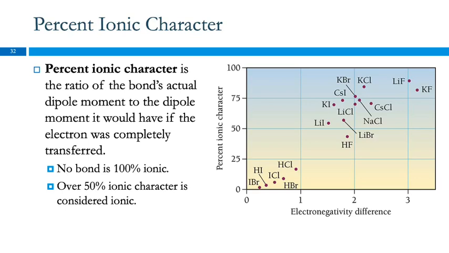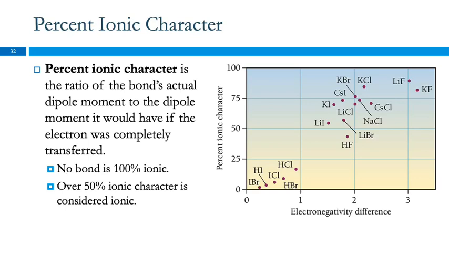So it's really nice to think of things in terms of black and white, you're this or you're that, but of course, that's usually not the case. There's all this gray in between. So that's what that continuum was about. And another way of looking at this is percent ionic character. That's the ratio of the bond's actual dipole moment to the dipole moment it would have if the electron was transferred completely, times 100 to make it a percent.